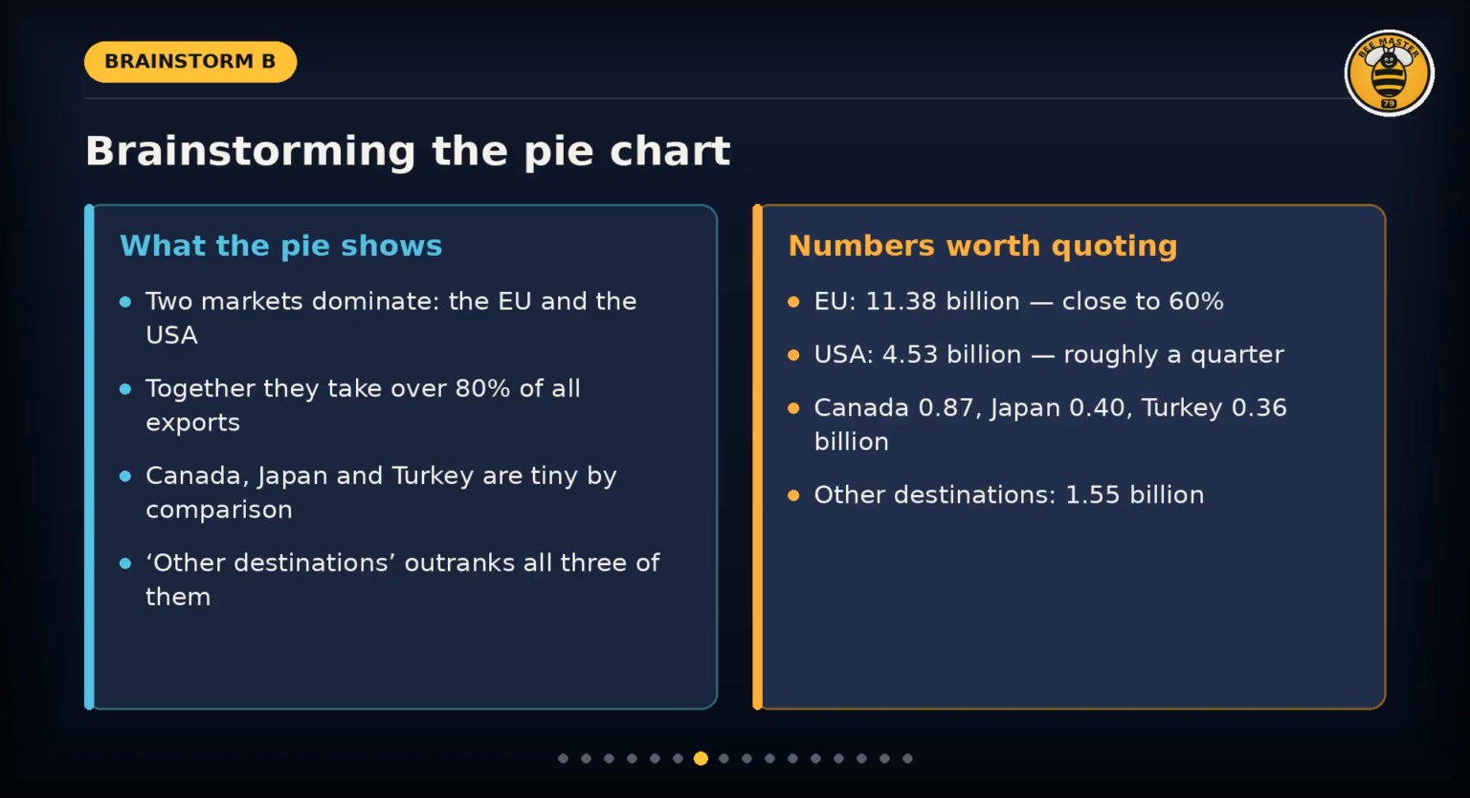Now the pie chart. 2 markets dominate: the European Union and the United States. Together they take over 80% of all exports. Canada, Japan, and Turkey are tiny by comparison. In fact, other destinations, at 1.55 billion, are bigger than all 3 of them combined. That contrast between the giants and the minor markets is the message the examiner wants to see.